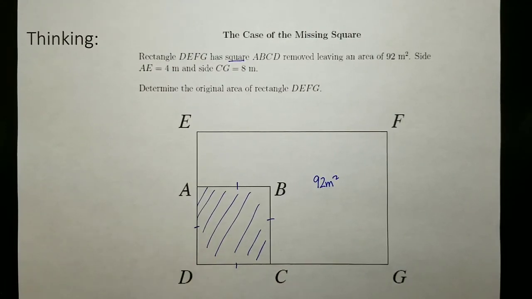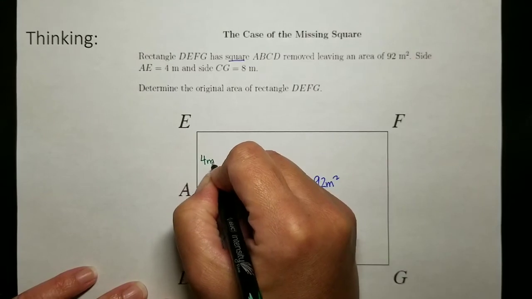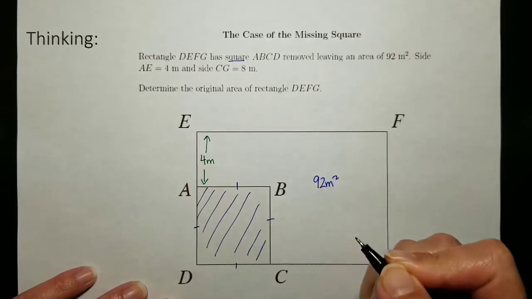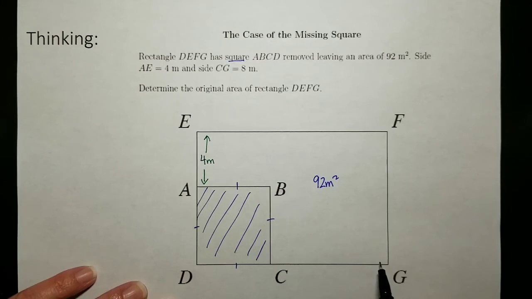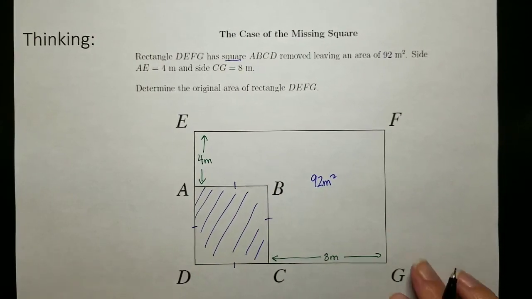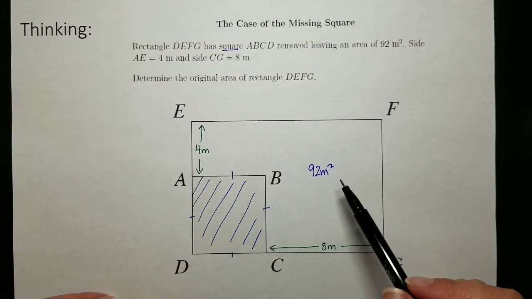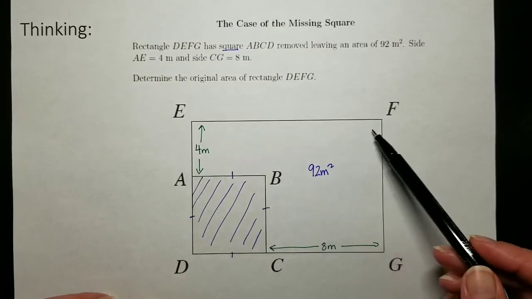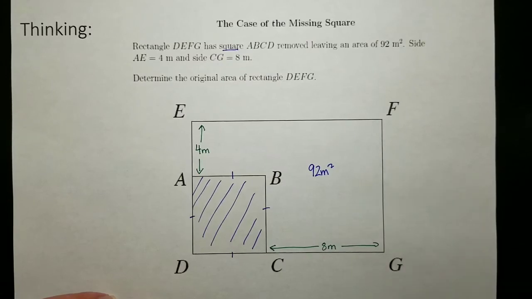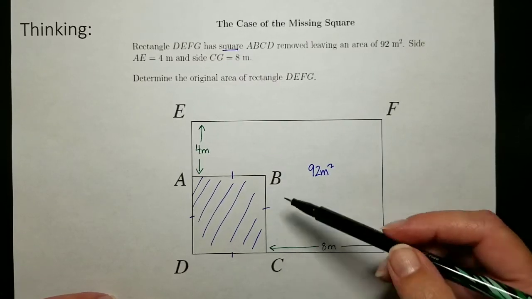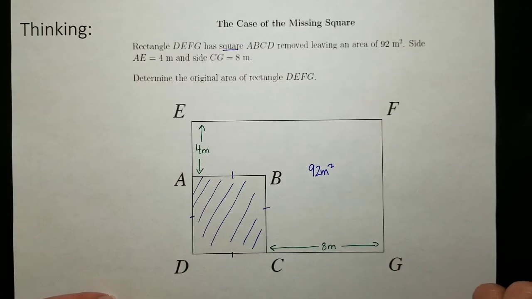Okay. Now I'm going to start labeling some other stuff that they tell me. Side AE is 4 meters. And side CG here is 8 meters. Okay. Determine the original area of rectangle DEFG. So the big rectangle, what was the original area? So basically, we want to find out how big this square was that they cut out.